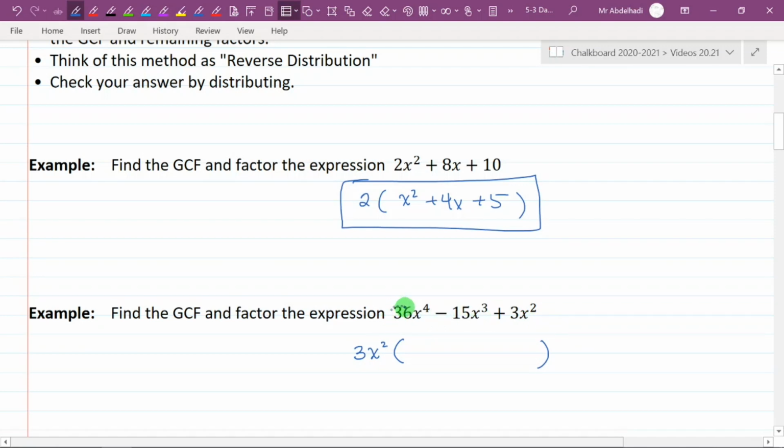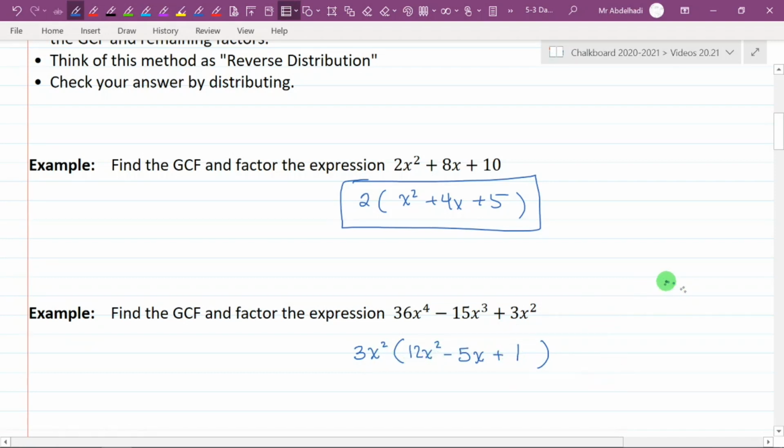Well, you divide 36 by 3, you get 12. And you divide x to the 4th by x squared, you subtract the powers, you get x squared. And now for here, negative 15 divided by 3, you get negative 5. And x to the 3rd divided by x squared, you subtract 3 minus 2, you get x to the 1, which is just x. And then 3x squared, well, 3 divided by 3 is 1, and x squared divided by x squared is also 1. So there's nothing to write here except a 1 for all that.